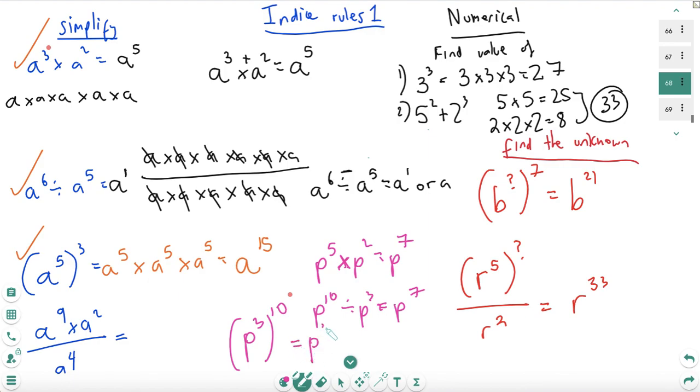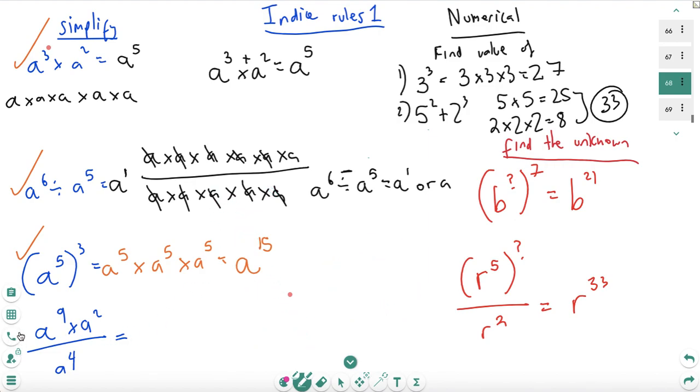So those are the 3 rules you have to know, okay? So now we can work on some harder problems. So let's try and simplify this.